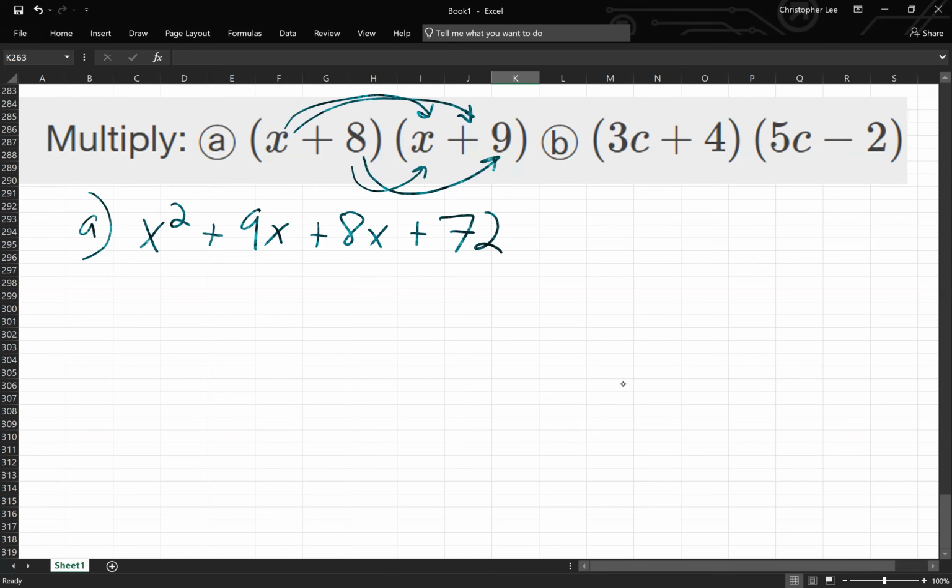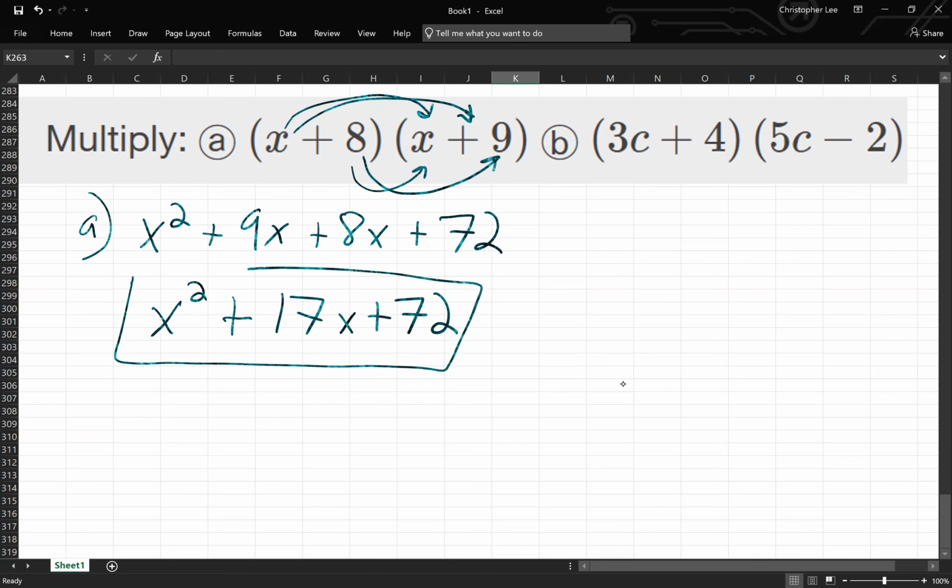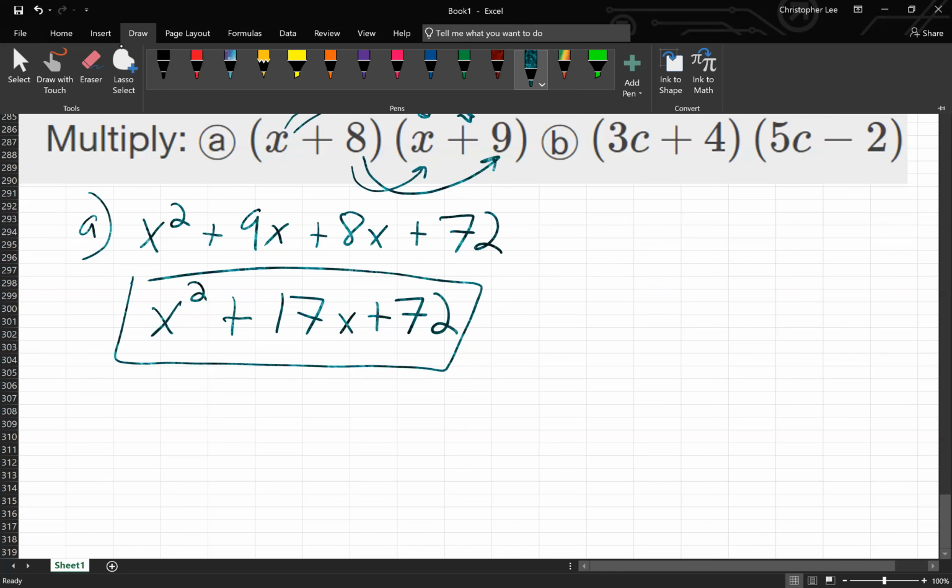Check me on that. You all have calculators. And then we're going to combine like terms here. What do I get? I got x squared plus, what's that, 17x plus 72. Everybody got that answer? Any questions on that? All right, sounds good. Let me keep it moving.